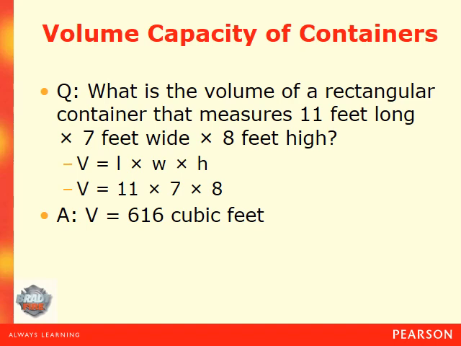So let's look at a problem. What is the volume of a rectangular container that measures 11 feet by 7 feet by 8 feet high? Plugging in our numbers, volume equals L times W times height. Our L is 11, our width is 7, and our height is 8. So 11 times 7 times 8 gives you 616 cubic feet. And the reason it's in cubic feet is because that's what our measurements were.